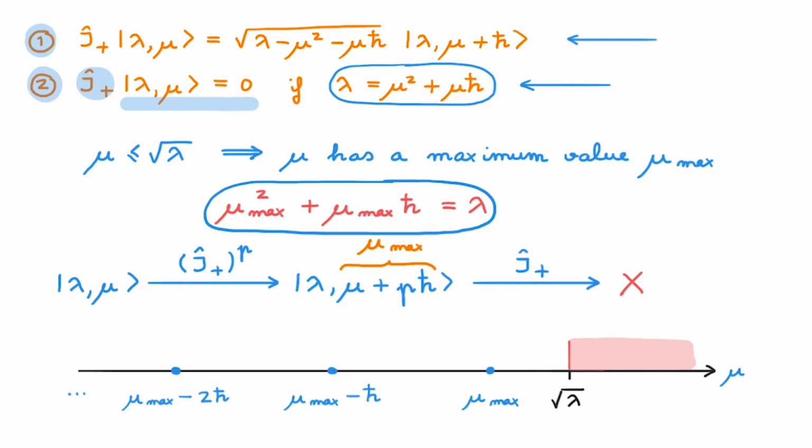So this here is our new constraint on the angular momentum eigenvalues. Mu is not only forced to be within minus square root of lambda and plus square root of lambda, but it can actually only take some very specific values in this allowed region. Any other value of mu that is not an integer multiple of h bar below mu max would mean that applying J plus enough times we would cross into the forbidden region, thus disqualifying any such mu as a possible eigenvalue. And this of course means, you've probably guessed it already, that the mu eigenvalues are quantized.